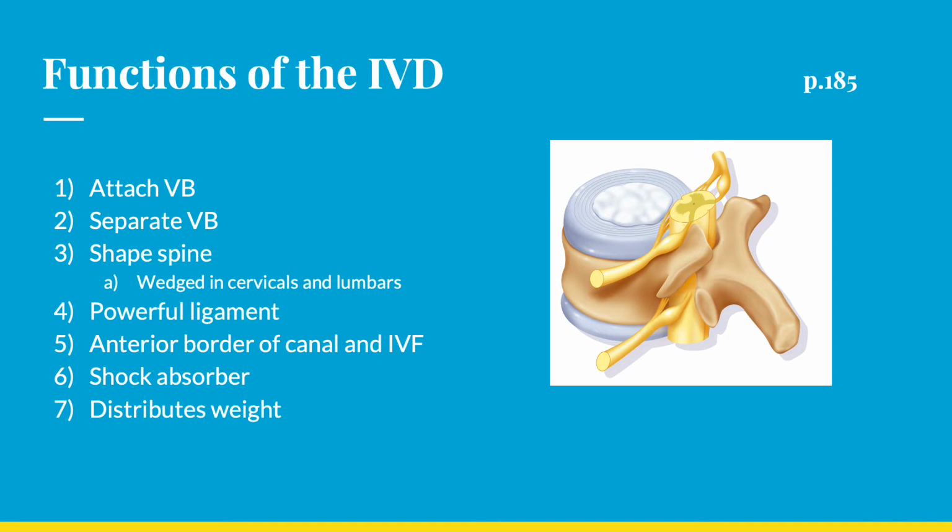So one thing I didn't point out yet that I wanted to bring to your attention: forming that anterior border of the spinal canal and the IVF, a common test question, and I know I've said it a couple times now, but just to reiterate, he will often ask you where the most common type of herniation will occur, and that's going to be the posterior or the posterior lateral side of the intervertebral discs.